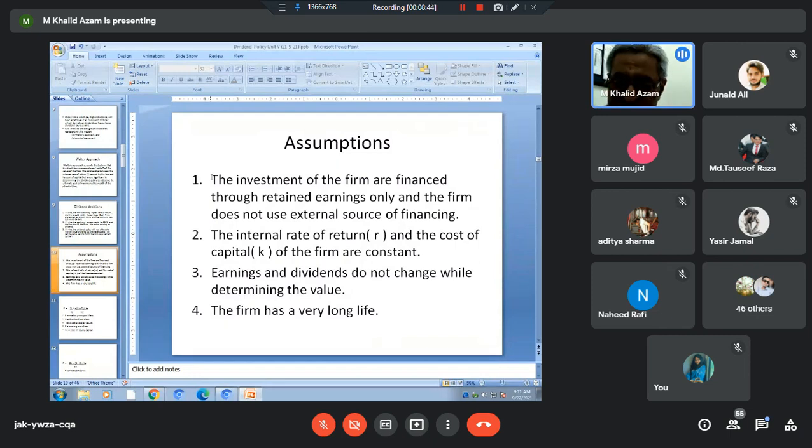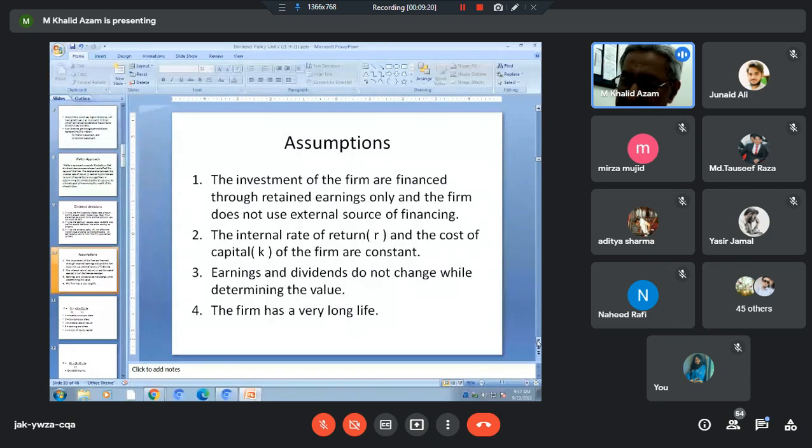See here, this third one, earning and dividend do not change. So the total earning and total dividend, we are going to consider that they are not going to change. But we will be changing, because we have to prove that the dividend is going to affect the value of the share. So we will be changing the dividend payment for the purpose of calculation. But here we have considered as an assumption that they are not going to change, it will remain the same. And the firm has a longer life, the perpetuity concept of accounting, that is going to work here also. So these assumptions are there.